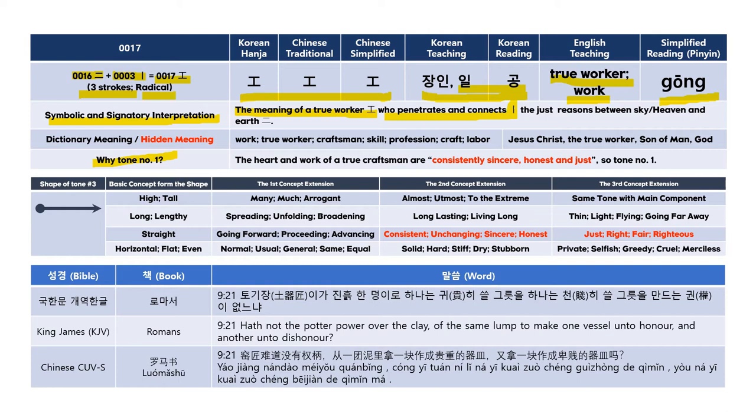Do you remember? The just reasons between sky, heaven, and earth. This character meaning two, its hidden meaning was sky and earth. Okay, so the meaning of a true walker who penetrates and connects the just reasons between sky, heaven, and earth. Okay, the dictionary meaning of this character: walk, true walker, craftsman, skill, profession, craft, labor. The hidden meaning is important.